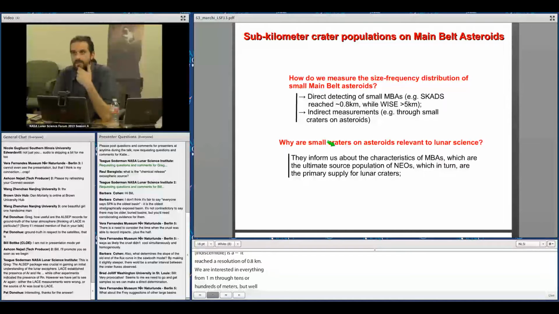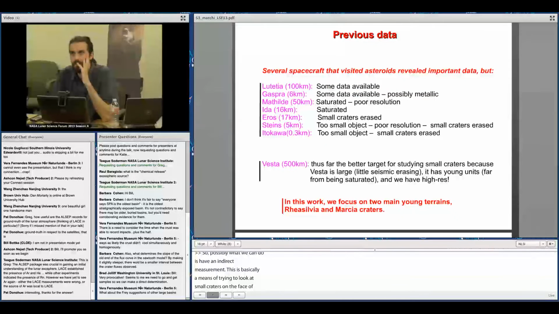So what we can do is use some sort of indirect measurement, which basically means looking at small craters on the surface of main belt asteroids. That's the only way we have so far to address what the real nature of the small main belt asteroids is. Here is a brief summary. I do not have time to go through the details here. There are a bunch of asteroids that have been visited so far by spacecraft, and we are trying to use this data to make a prediction of the small main belt asteroid population.